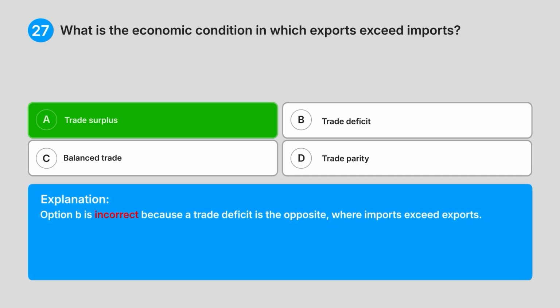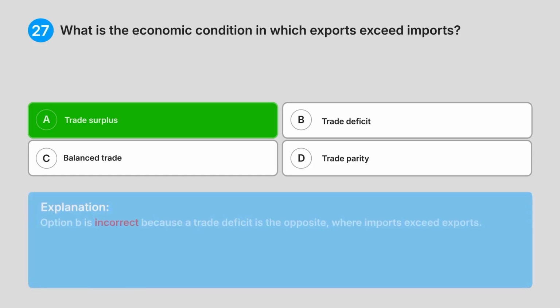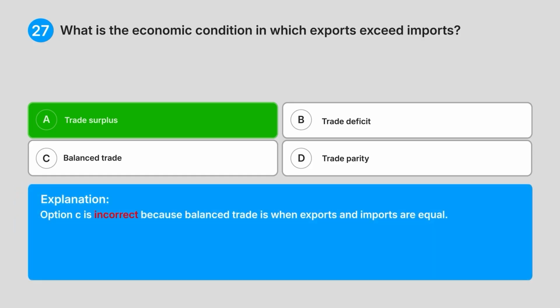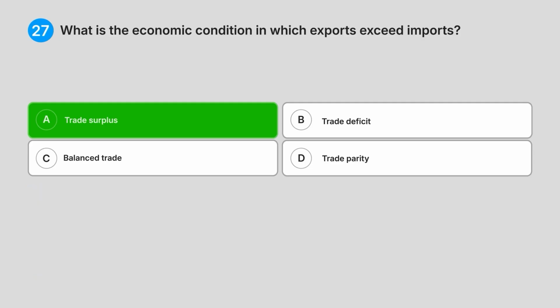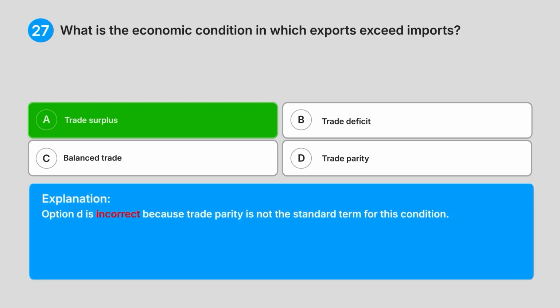Option B is incorrect because a trade deficit is the opposite, where imports exceed exports. Option C is incorrect because balanced trade is when exports and imports are equal. Option D is incorrect because trade parity is not the standard term for this condition.